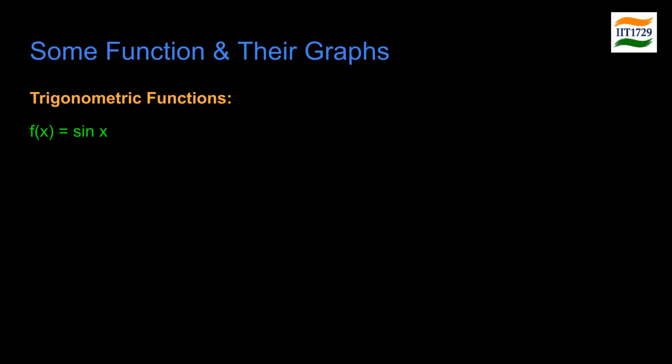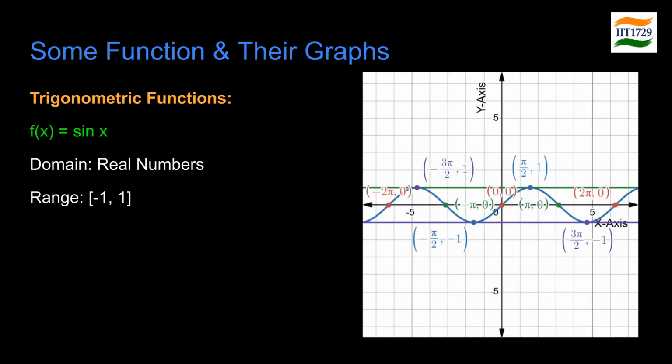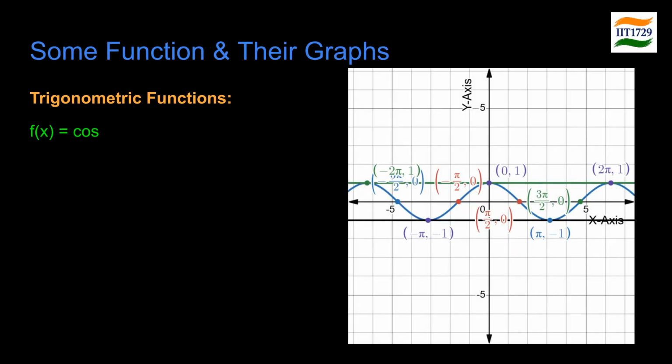Now let's learn the graph of trigonometric functions. The sine function has a domain of all real numbers and oscillates within the range of -1 to +1. You can see the graph of sine x. Similarly, the cosine function also has a domain of all real numbers and a range of -1 to 1, though its graph is phase-shifted compared to sine.